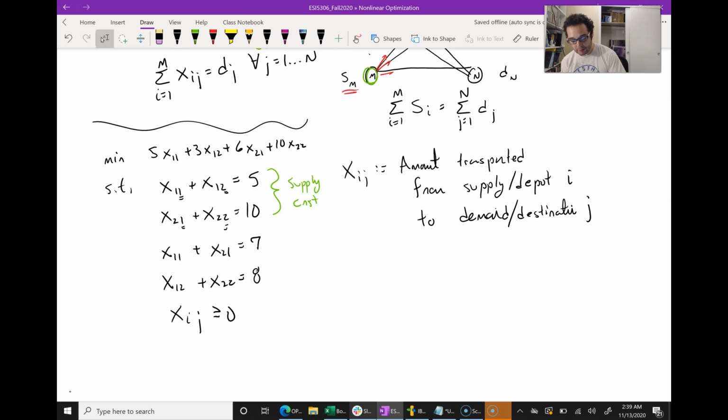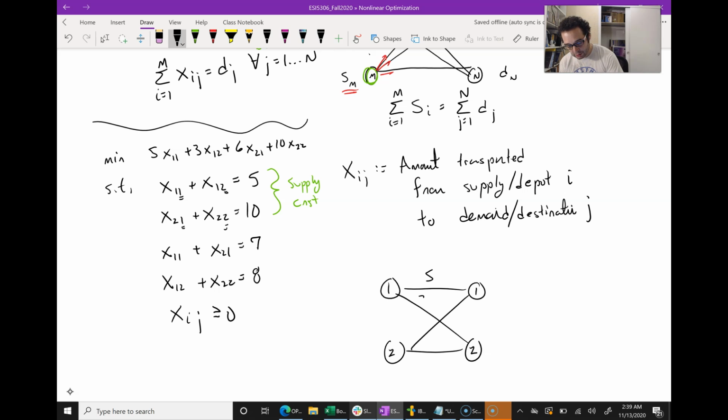Okay, so what does this problem look like? Well, again, this is a 2 by 2. If we were to draw this network out, it would look something like this, where the cost of transporting goods from 1 to 1 is 5, from 1 to 2 is 3, from 2 to 1 is 6, and from 2 to 2 is 10. The amount of supply at depot 1 would be 5, so S1 is equal to 5. Here S2 is equal to 10, and then the demand would be 7 and 8 respectively.